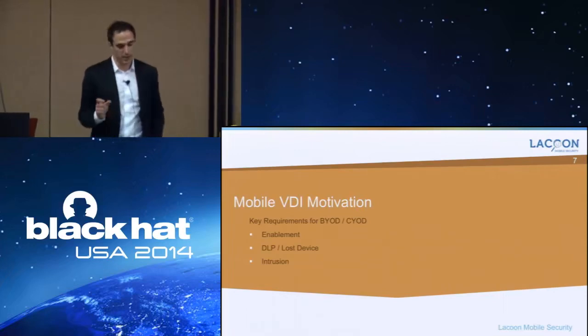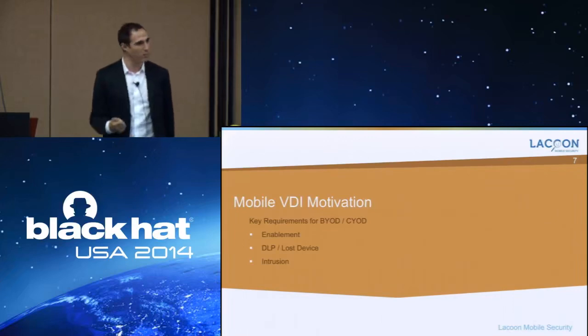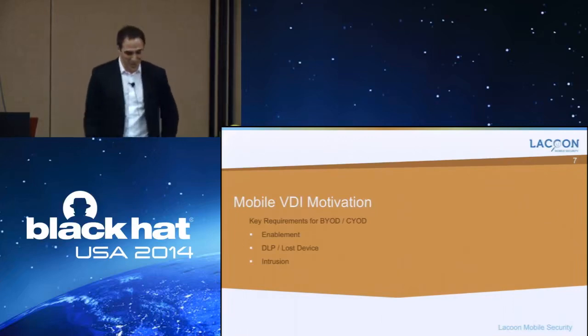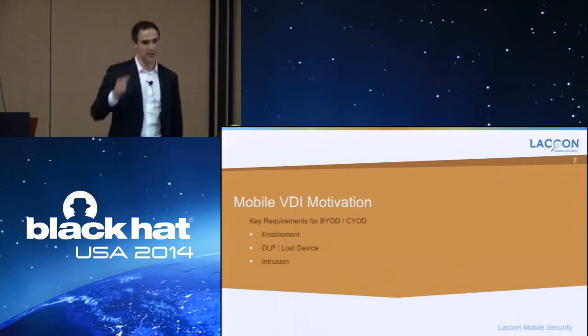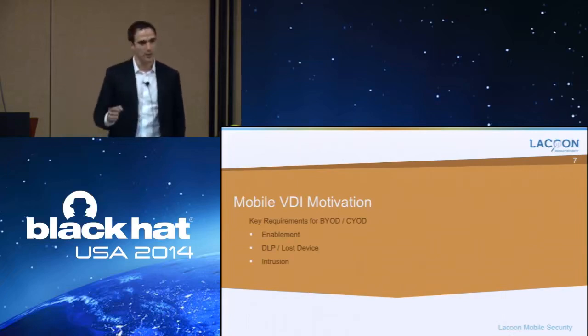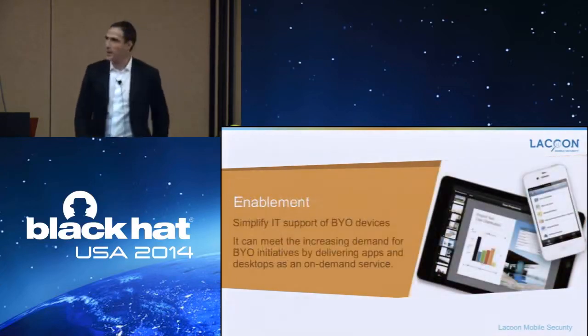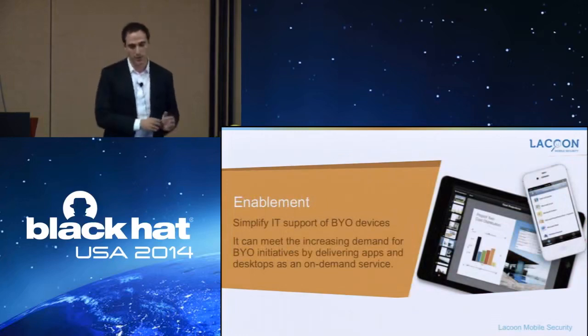The second aspect is DLP or device loss. So essentially, if I lose the device, if my device is being stolen, this is usually a concern. As you all know, mobile devices, especially iPhones, are being stolen day and night. And the third aspect is intrusion, right? So basically, someone can hack the device and leverage the device as an endpoint, or as a point to attack the enterprise.